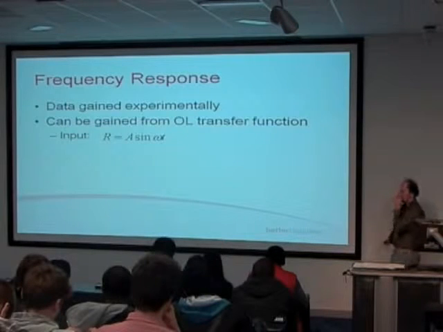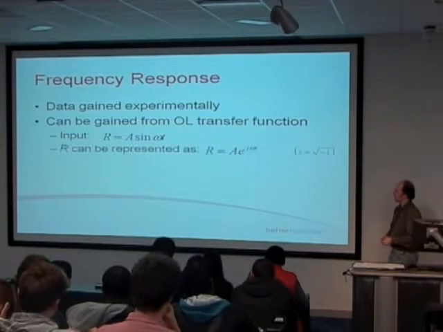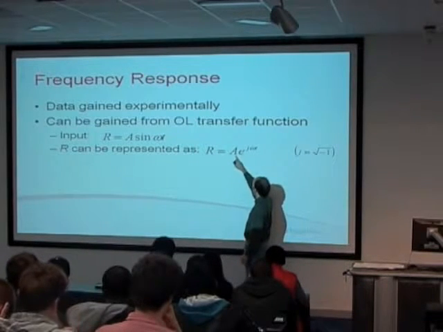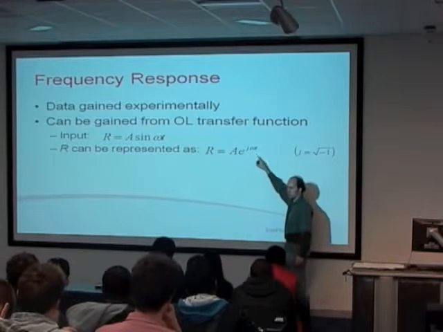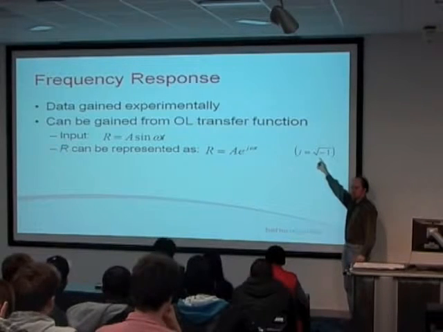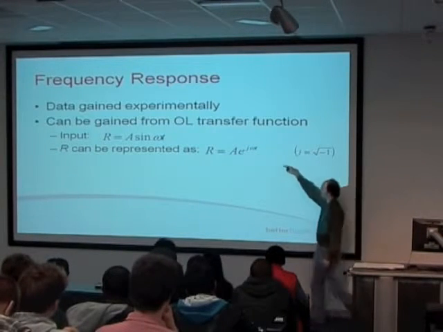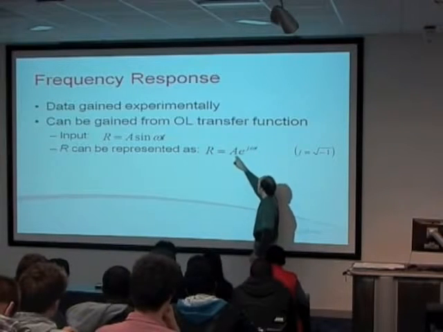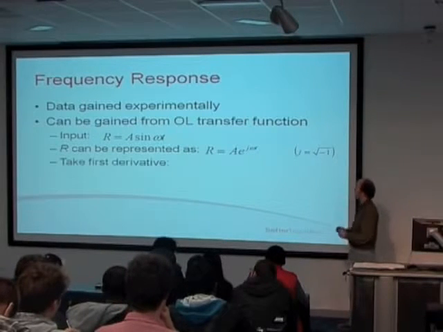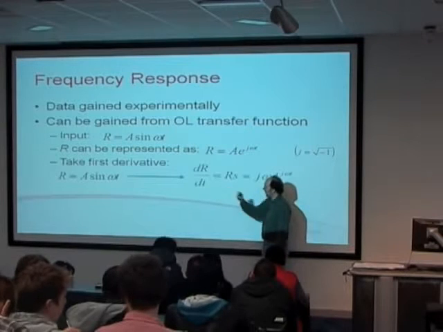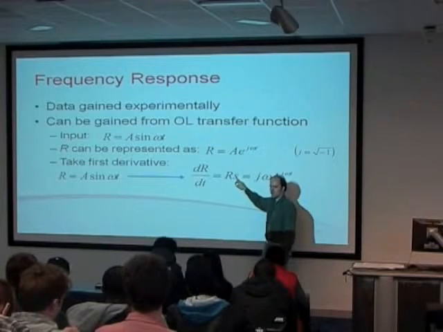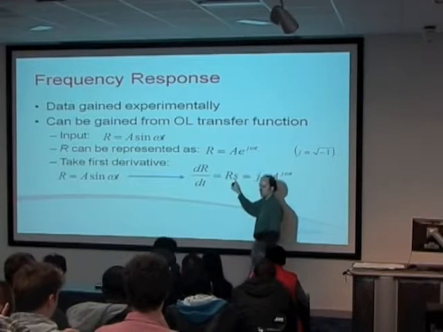Well, there's our input, R equals A sine omega t. Now, any sinusoid, we know from Euler's theorem, can be represented by A times e to the power of j omega t. You should all be familiar with that, where j is the square root of -1, the imaginary number. And any sinusoid can be represented with that, with the amplitude A. Now, what we can do is take the first derivative of this term. If you take the first derivative of r, in the s domain, that's going to be r times s. Any d by dt, you just replace with an s.